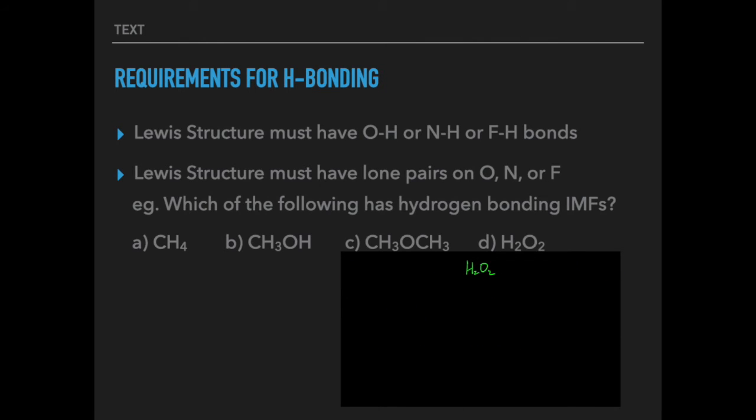Let's look at H2O2. H2O2 is going to have this skeleton. Hydrogen has 1 valence electron. Oxygen has 6. This oxygen also has 6. Let's create our covalent bonds and let's analyze. So we've got oxygen with a lone pair, and we physically have an oxygen-hydrogen bond. So this molecule here can undergo hydrogen bonding.